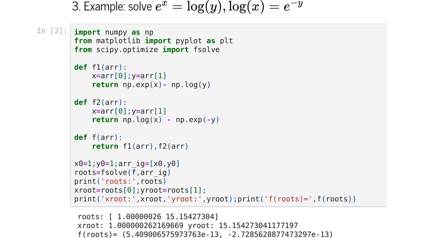Then, a main function f is created to return the outputs of f1 and f2. We supply an initial guess, for example, x equals 1 and y equals 1. Calling fsolve with this setup gives us the roots for x and y. The code then prints these root values and also evaluates our function f at these roots, which should again yield values very close to 0, confirming the solution.